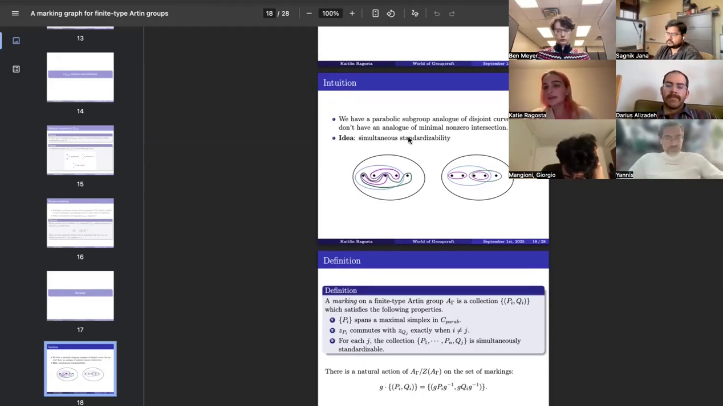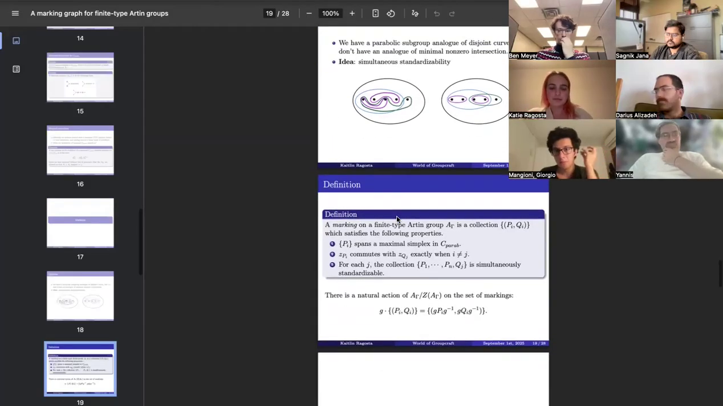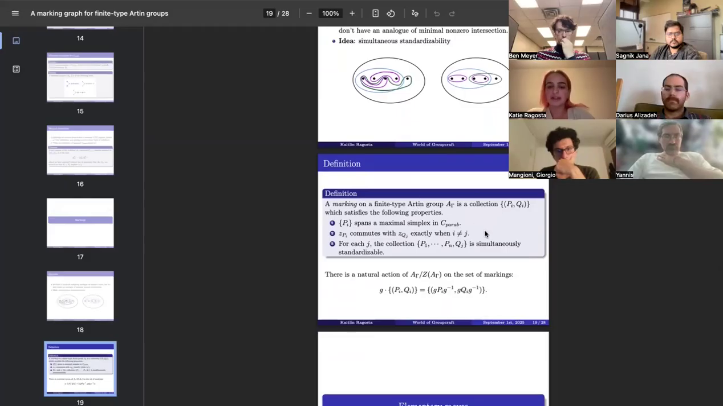So the idea is that we're going to substitute in this property of being simultaneously standardizable for minimal intersection number, or intersection number 2, to allow us to control the number of choices for tracking parabolic subgroups. Okay, so that brings us to our definition. A marking on a finite-type Artin group we define to be a collection of ordered pairs of irreducible parabolic subgroups. So you should be thinking back to the mapping class group case. This is a lot like ordered pairs of curves, which satisfies the following properties.